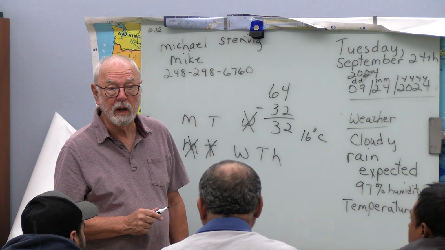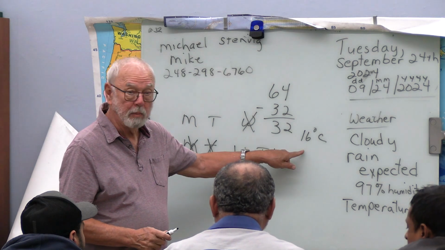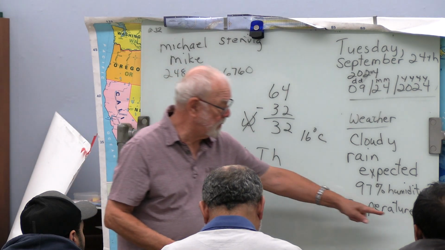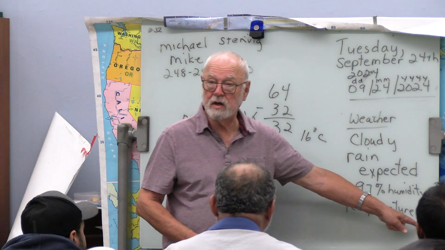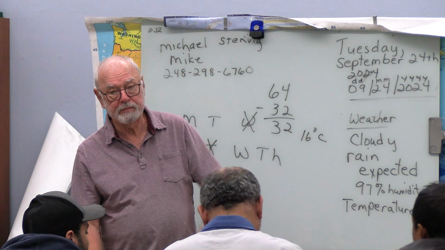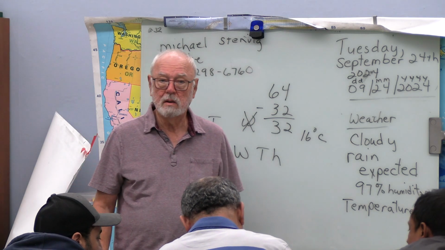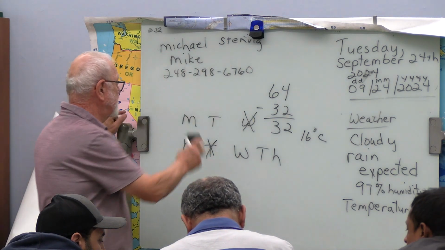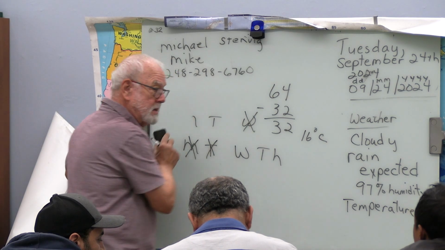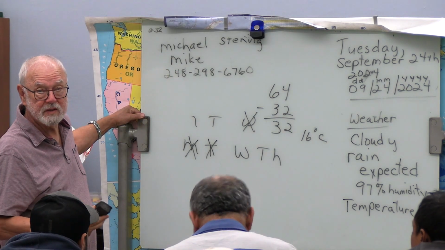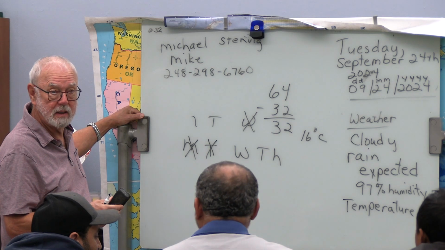If you go the other way, double it, add 32. This one, take away 32, then half. And that's because you can do this in 16.